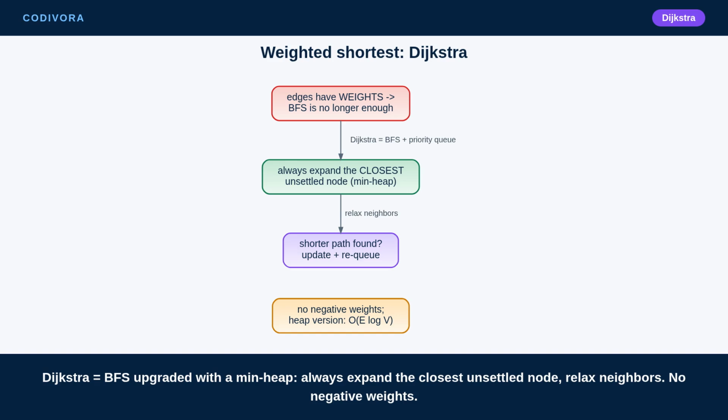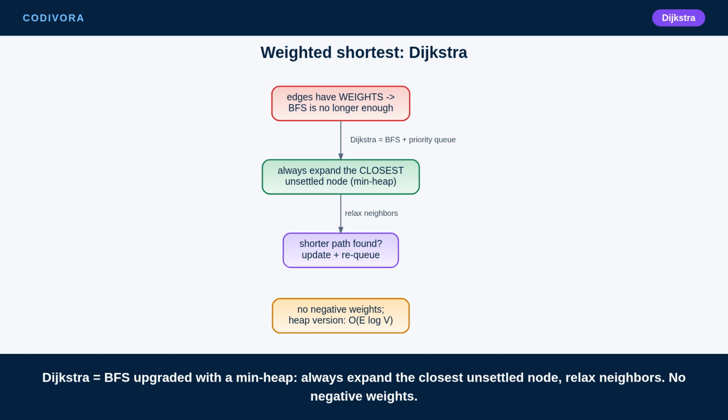Tool 4, Dijkstra, for when edges have weights and BFS's level counting stops meaning distance. The upgrade is one substitution. Replace BFS's queue with a min heap keyed by distance. Always expand the closest unsettled node and relax its neighbors. If you found a shorter path to one, update it and requeue. That greedy choice is safe precisely because weights aren't negative.